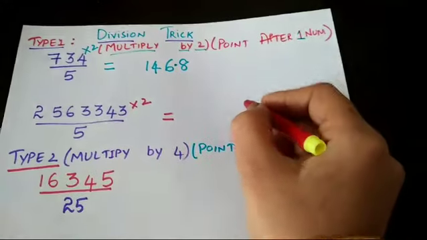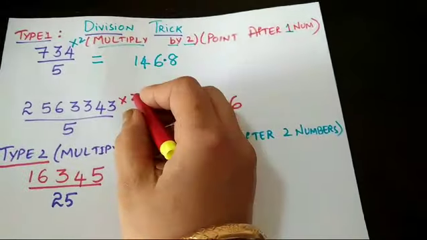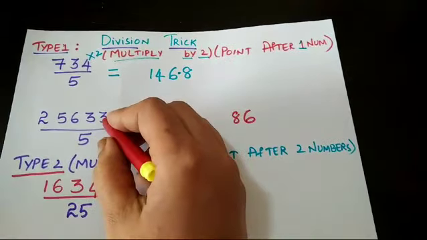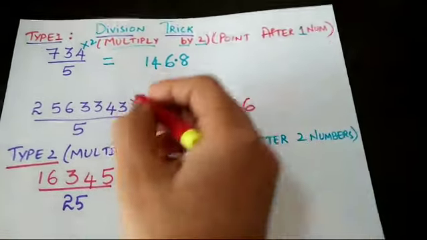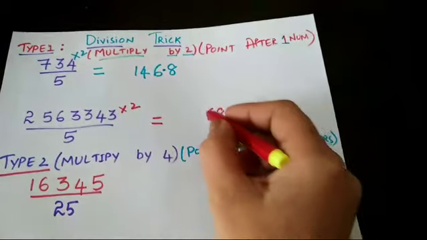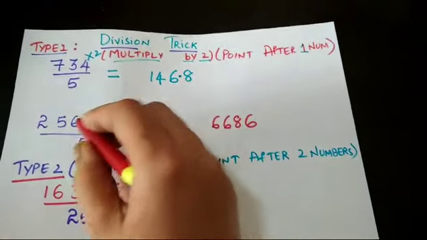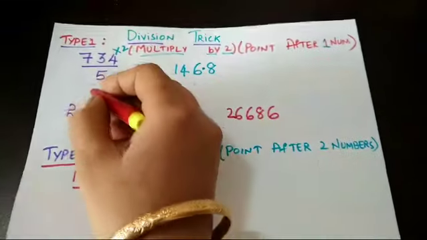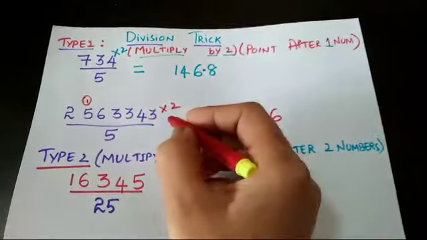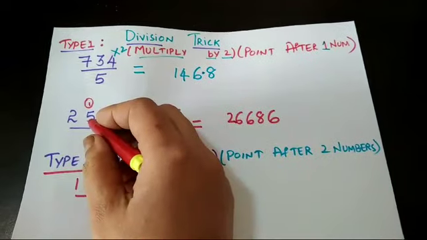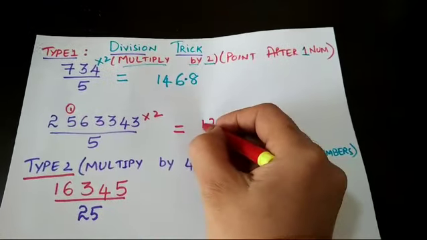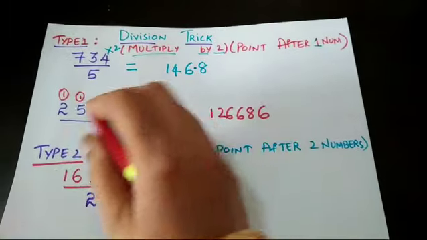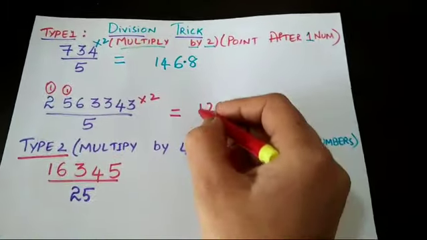2 3s are 6. 2 4s are 8. 2 3s are 6. 2 6s are 12, so 2 I will write and I will give the carry to the next number. 2 5s are 10 plus 1 is 11. Same way, give the carry to the next number. 2 2s are 4 plus 1 is 5.